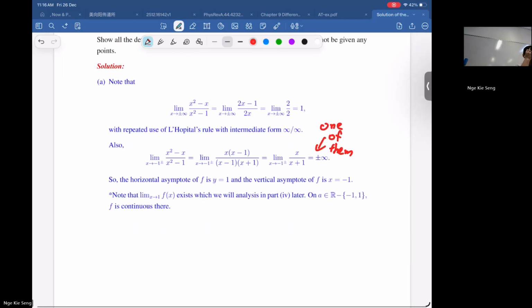Basically, I split the mark into 5 plus 5. Horizontal asymptote, you need 5 marks. Vertical, you need 5 marks.